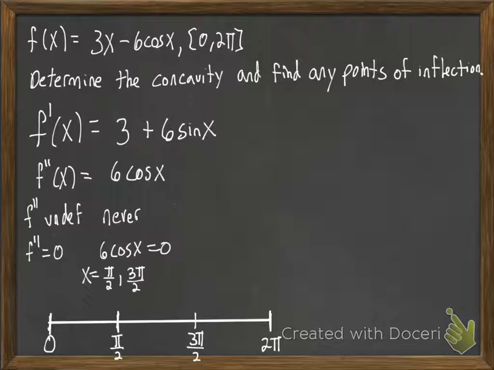A very easy choice here might be pi over 3. Then something between pi over 2 and 3 pi over 2: evaluate f double prime at, say, pi. And then finally something between those two. I'm just going to choose 5 pi over 3 because it's easy to compute.